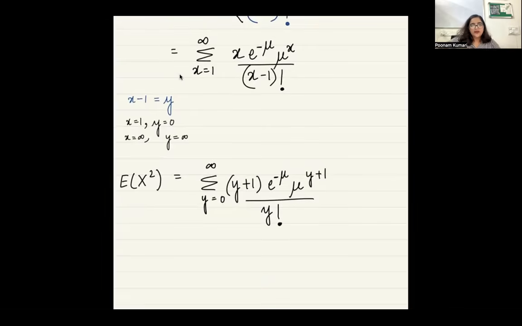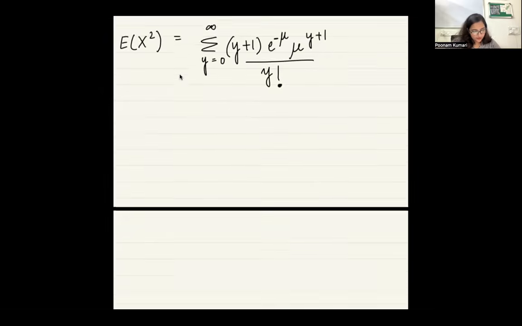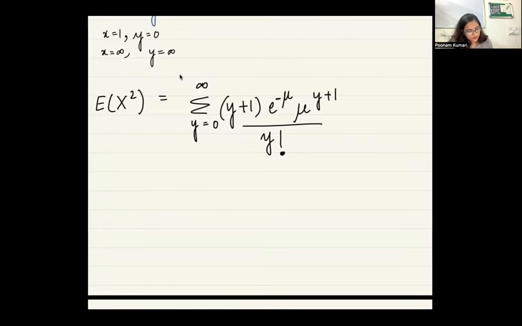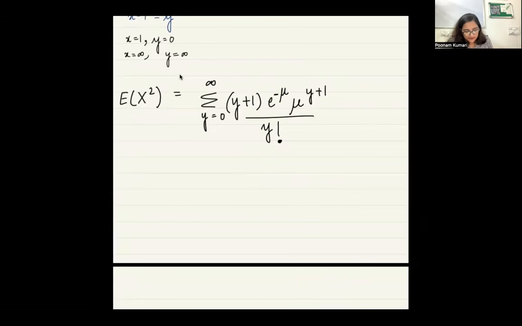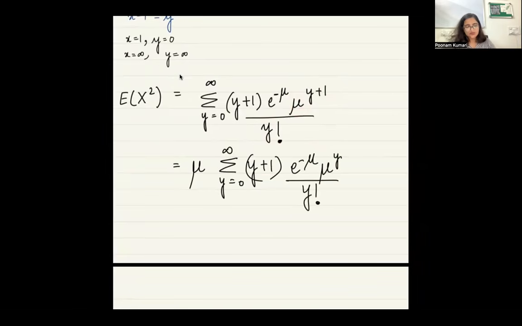ठीक है. तो अब जो है थोड़ा सा देखते हैं इसको और कैसे ब्रेक डाउन कर सकते हैं. One thing which will keep bothering me again and again is this extra plus 1. So we can just bring mu outside, one value of mu outside, and it's constant everywhere. So we'll just bring mu outside. So mu summation y going from 0 to infinity, y plus 1 e power minus mu mu power y divided by y factorial, right?